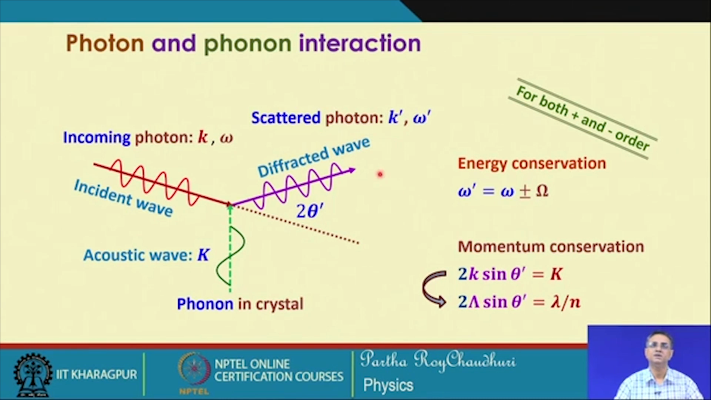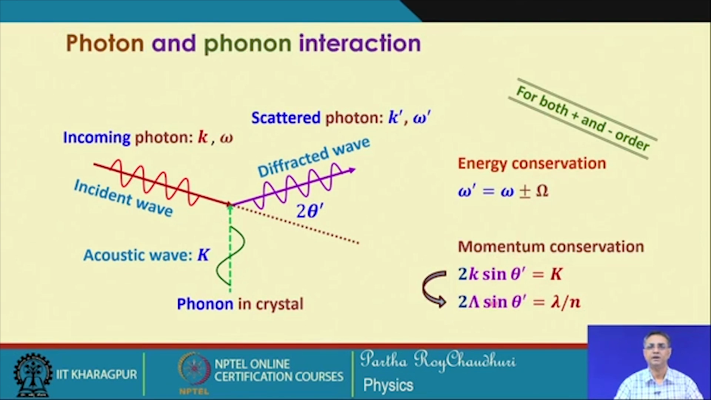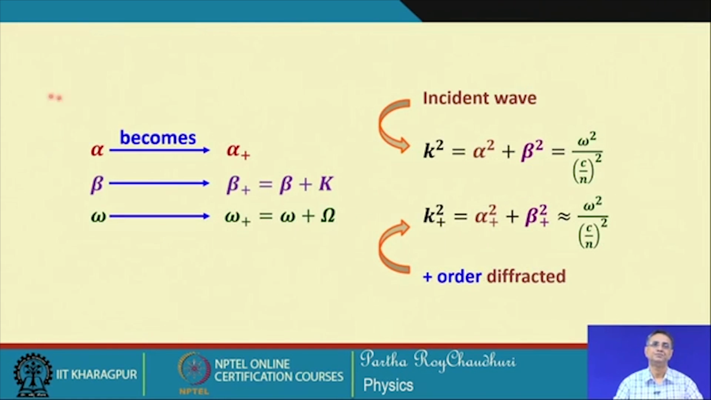So, from this simple picture, that is the photon-phonon interaction, we can bring out the Bragg relation, that is, twice lambda sin theta dash equal to lambda by n. We can put k equal to k 0 into n. So, you get this same relation.